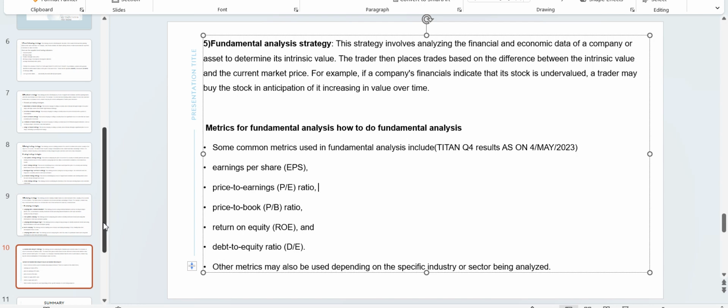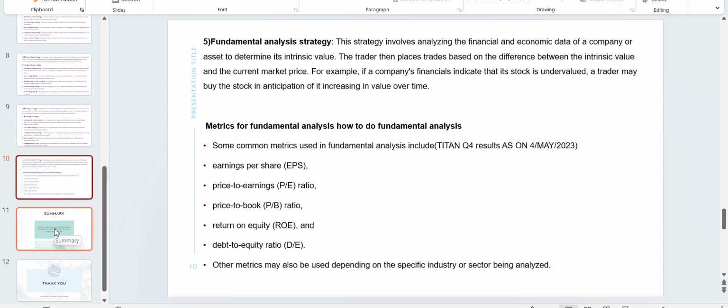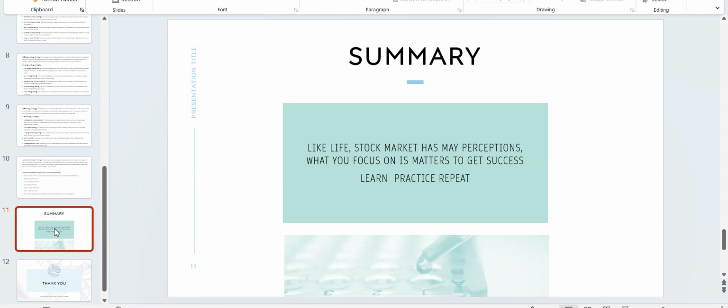Now this is the last strategy. I have discussed this and the summary. Like life, the stock market has many perceptions. What you focus on matters to get success. Learn, practice and repeat. This is the golden advice I am giving you, because you have to learn a system, practice the system and repeat the process. Then one day you will be amazed with the results. Trust me, you will be amazed with the results.